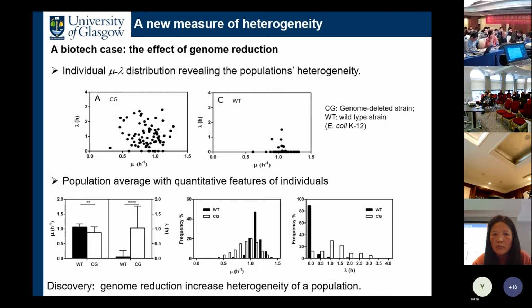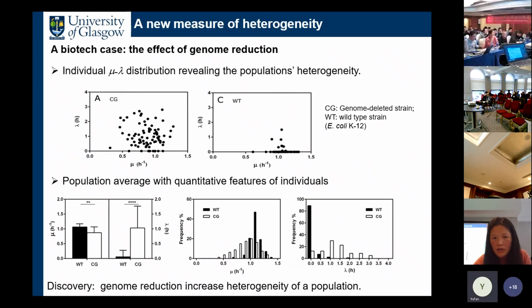Look at this 2D plot. Each dot represents a cell, and we obtain the lag time and the growth rate. So the area of this cloud will tell us whether this population is more heterogeneous or more homogeneous. And that can allow us to determine how the whole population responds to stress.